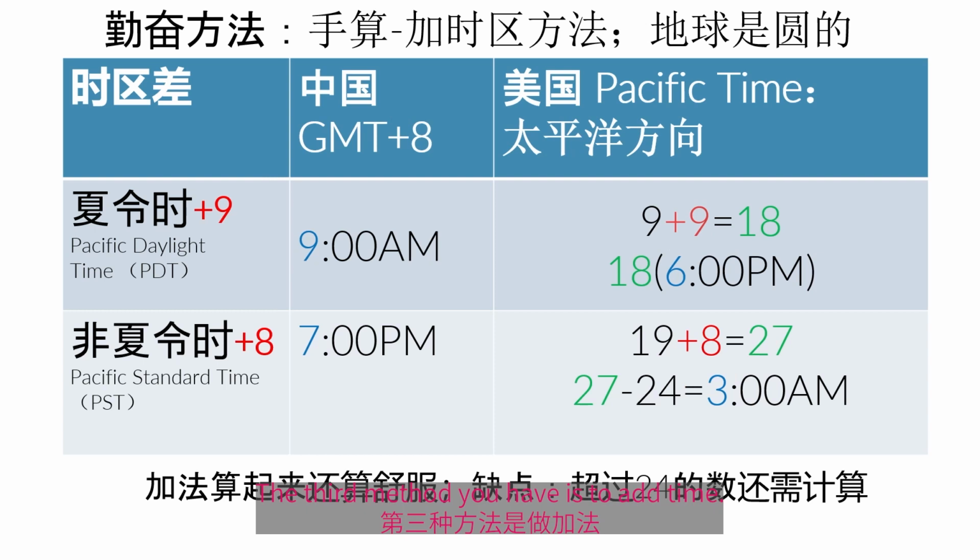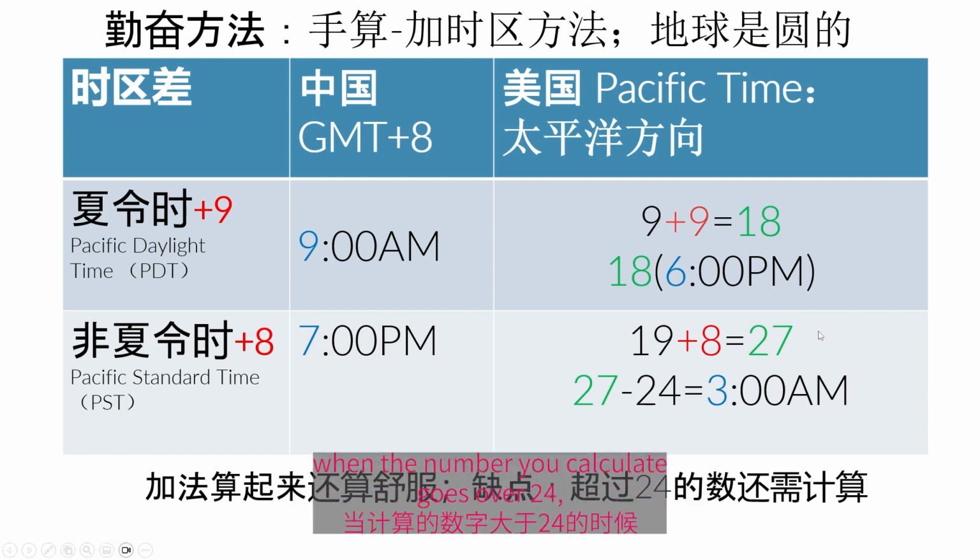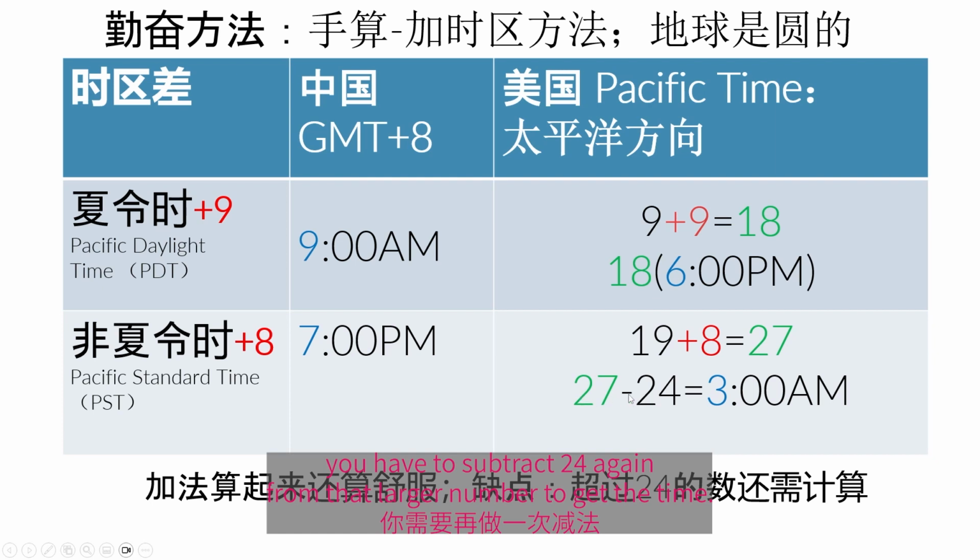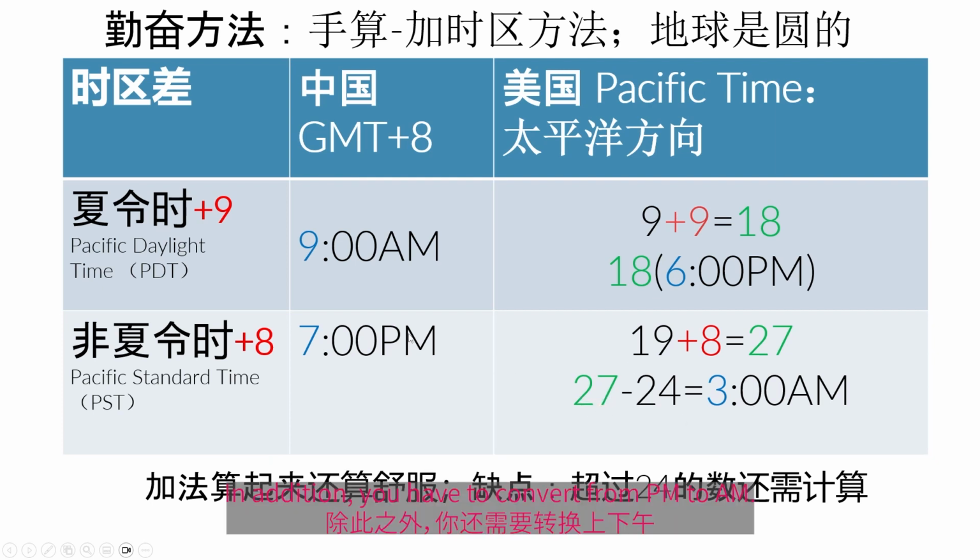The third method you have is to add time. The pros of this method is that it's quite simple. You can do it mostly in your head. The cons of this is that in some situations, when the number you calculate goes over 24, you have to subtract 24 again from that larger number to get the time. In addition, you have to convert from PM to AM or AM to PM, which is also annoying.